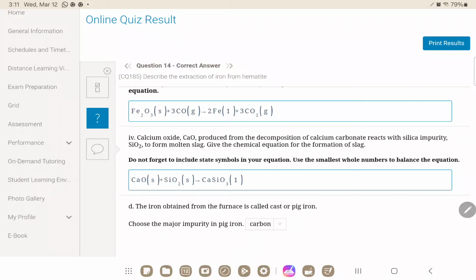They react with the impurity SiO2 to form slag, which is the parts we don't want. So, which is CaSiO3. And the main impurity in pig iron is carbon. We do not need carbon in our iron, so we get rid of it, but yeah.